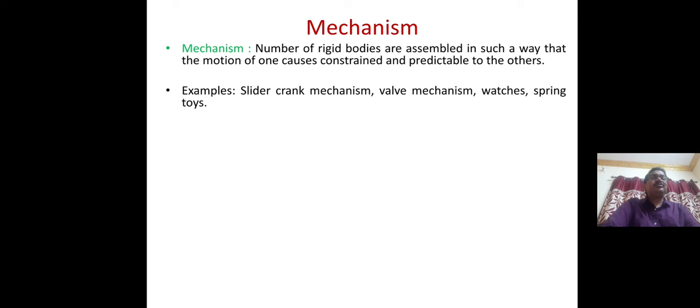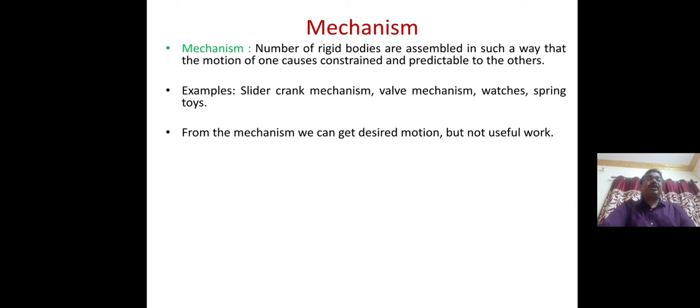And the slider crank mechanism, like in any engine, has cylinder and piston, connecting rod and crank, a combination of different links. These transmit the motion, but will not give any desired work. We take only the mechanism. If you join different mechanisms, that may become an engine or be called a machine. An engine is also called a machine, but all machines will not be engines. From a mechanism we can get desired motion but not useful work.